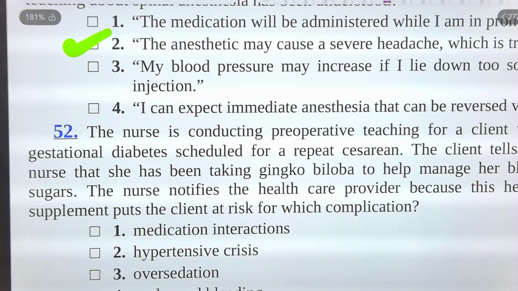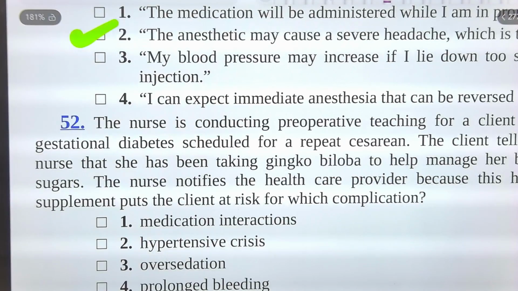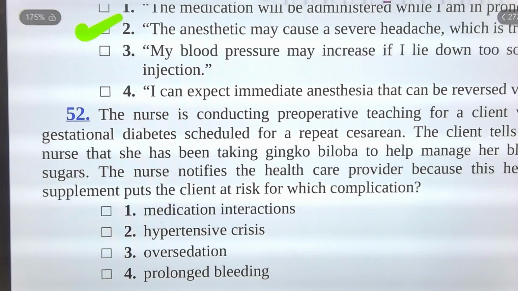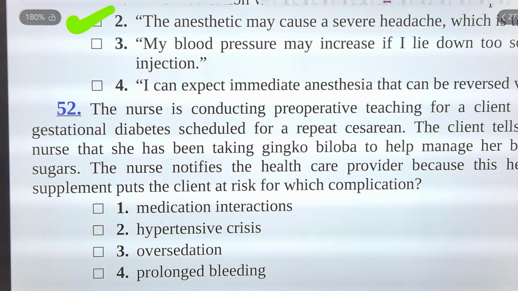The nurse is conducting preoperative teaching for a client with gestational diabetes scheduled for a repeat cesarean. The client tells the nurse that she has been taking ginkgo biloba to manage her blood sugar level. The nurse notifies the healthcare provider because the herbal supplement puts the client at risk of which complication? So read all the options carefully. What can be the right answer?